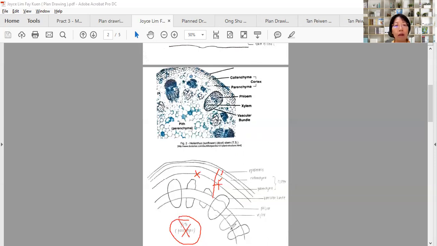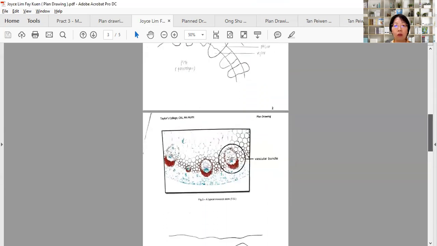All labeling must be written outside the drawing so that you do not mix the line of the drawing and the line of your labeling and the words of the labeling. So this labeling must be done outside the border of your drawing, it cannot be inside. Of course, this one is a diagram, so they can do whatever they want, but biological drawing must follow the rules, okay? So again, wrong.